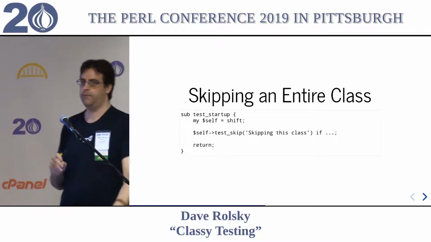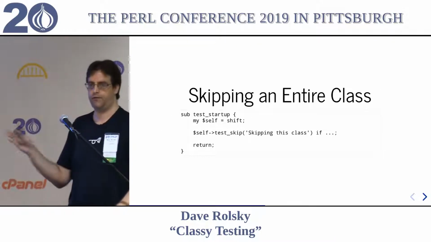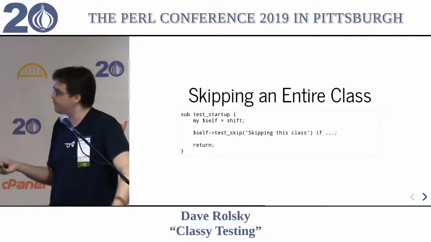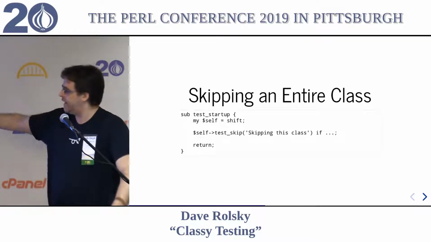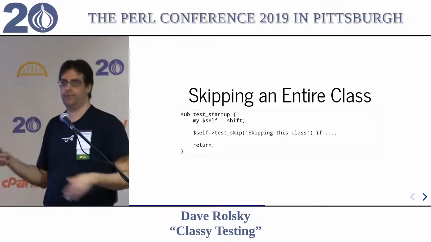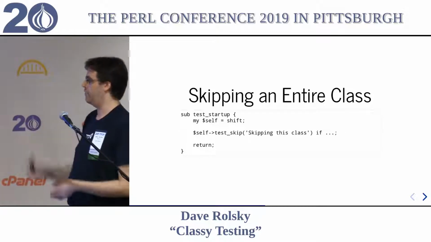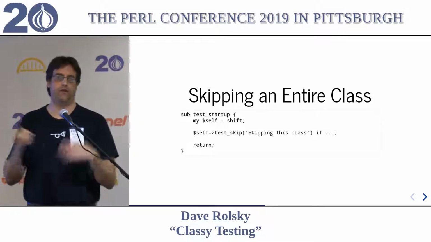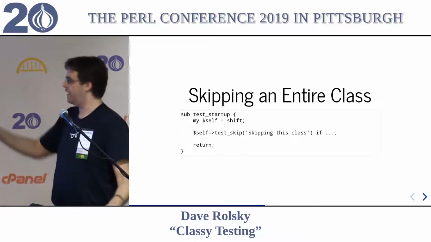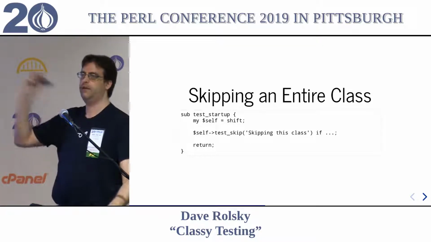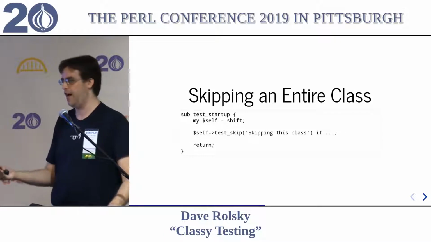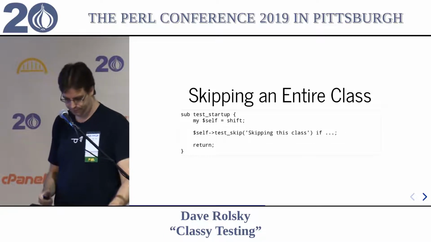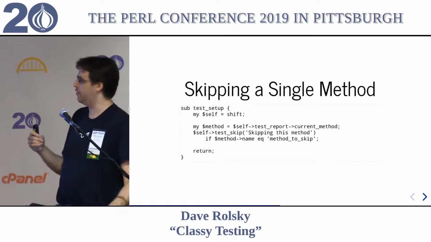So we're in our startup method, which runs before the entire class, before any of the methods in the class are run. And we call self test skip, and we pass a message. And presumably we're doing this conditionally. Maybe, I don't know, it doesn't work on Windows, so we check if we're on Windows or whatever. And if we pass that during test startup, test class Moose will take note of that fact and skip the entire class for you. And you can also skip a single method.